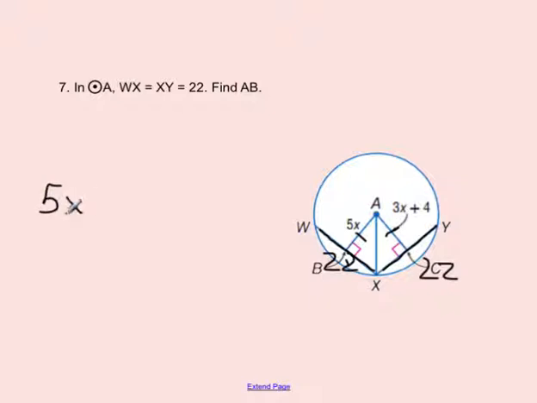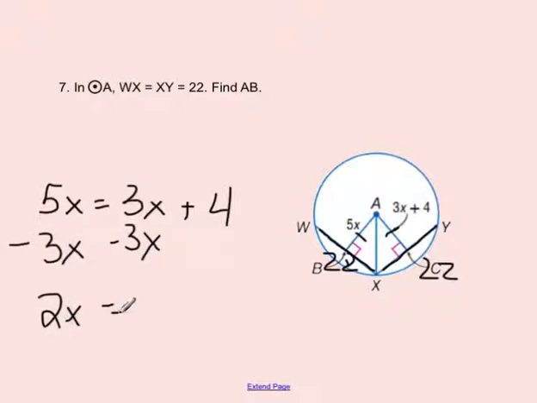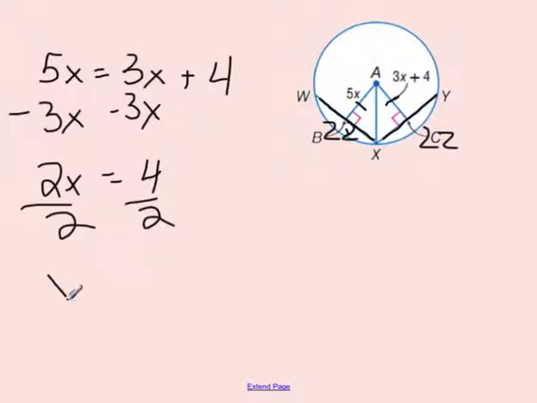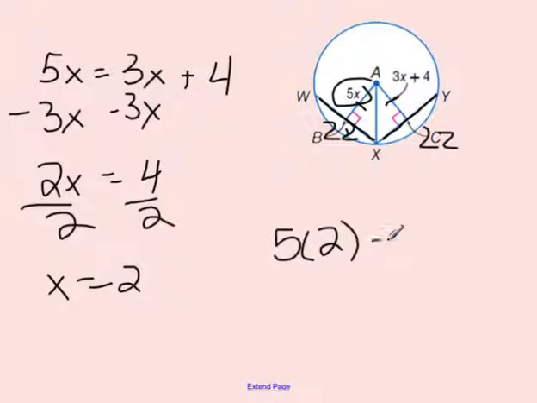So then I have 5x is equal to 3x plus 4. So now I'm going to bring this 3x over to the other side, so I'm going to subtract it. And then I get 2x is equal to 4, divide both sides by 2, and I get that x is equal to 2. Now the question is asking us to find AB. So I need to plug in 2 for my x, and 5 times 2 is 10. So AB is the distance of 10.